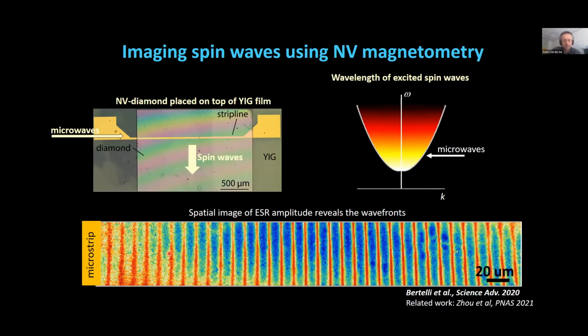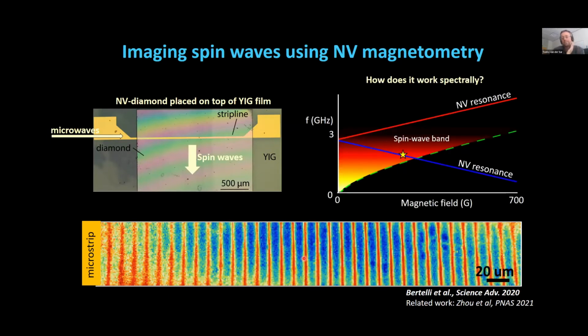Now, the spin wave is a traveling wave, but what you see in this picture is a standing wave, and that is because we apply a small trick. Namely, we let the spin wave microwave magnetic field interfere with a homogeneous microwave magnetic field. And that leads to a standing wave pattern in the stray field. So this is how we detect spin waves, how we can image them using NV centers.